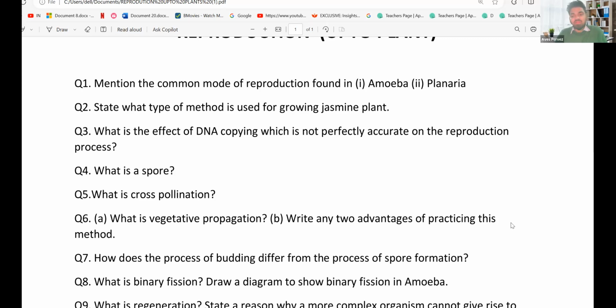Fragmentation is done by spirogyra, in which there is a repetition of the same body patterns after a regular interval of time. Okay. Next. Yes, Madhya, answer question number two. State what type of method is used for growing jasmine plants. Layering.